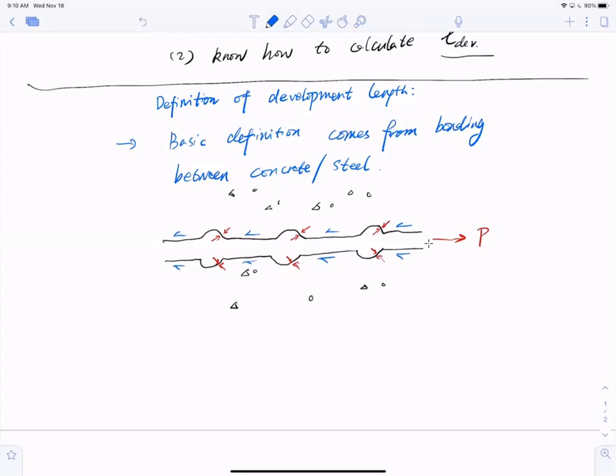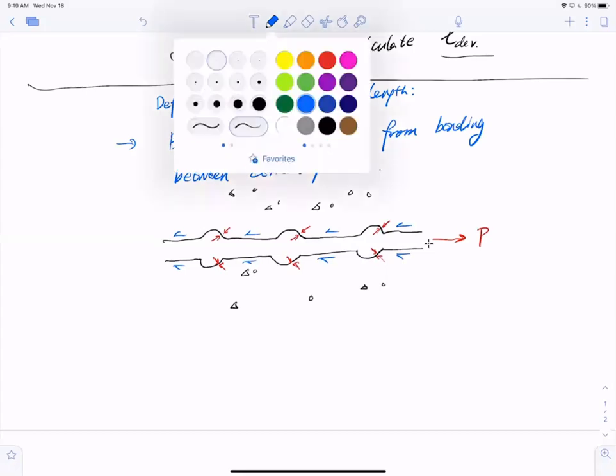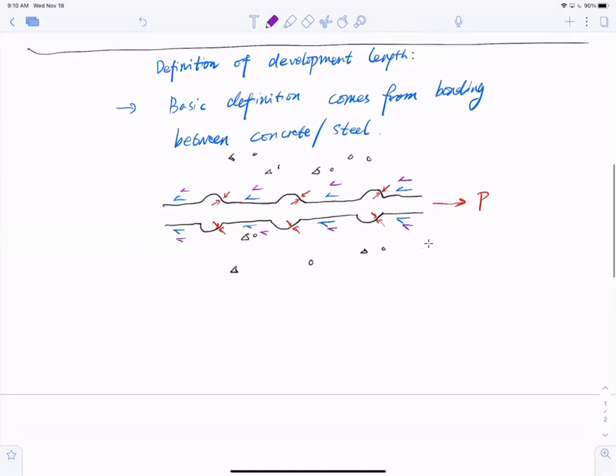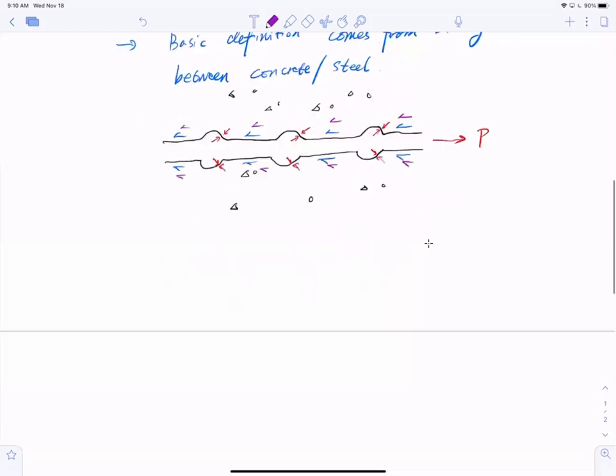Adhesion between the bar and the concrete. And on top of it, we also have friction, or we call it aggregate interlocking, the purple color here, also in a parallel direction. So these three types of forces or resistance from the concrete constitute the bond stress between the bar and the concrete.